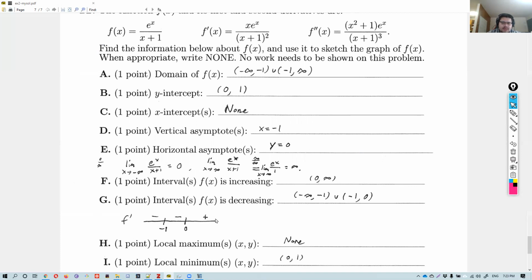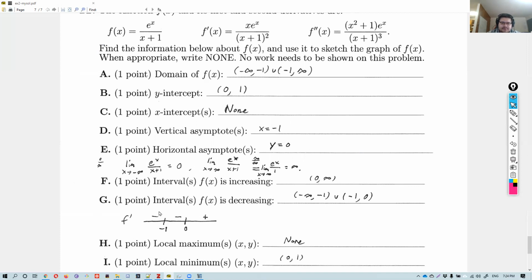So when we plug something positive in, all three pieces are positive. When we jump over the 0, this x is going to turn negative. E to the x is always positive. This x is going to turn negative, and this doesn't change. And so we have a sign flip, so this becomes negative.